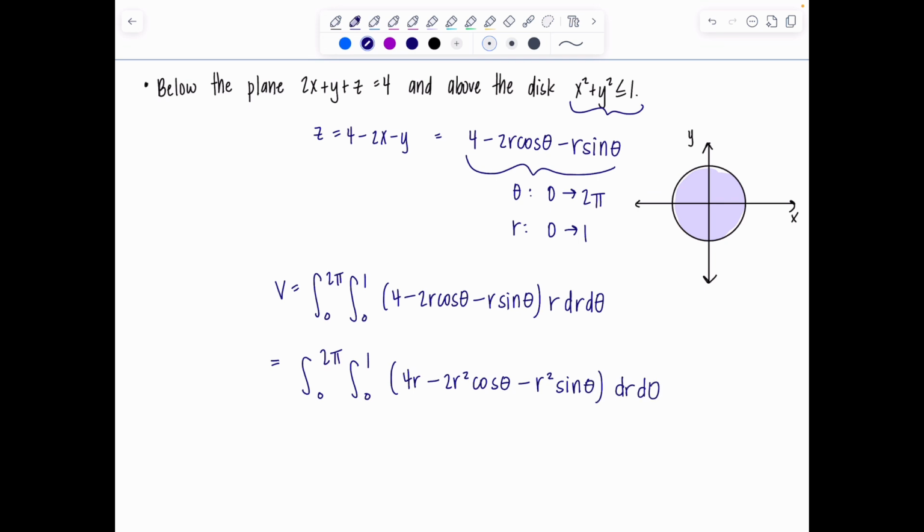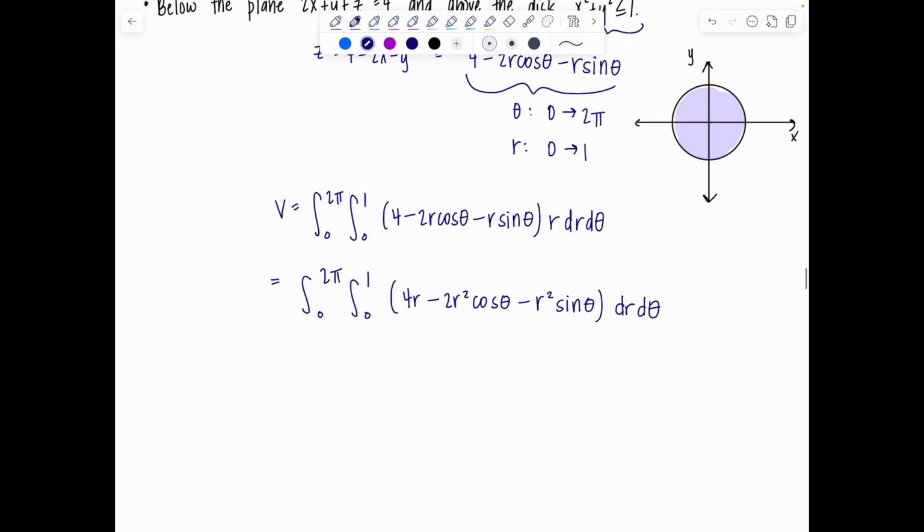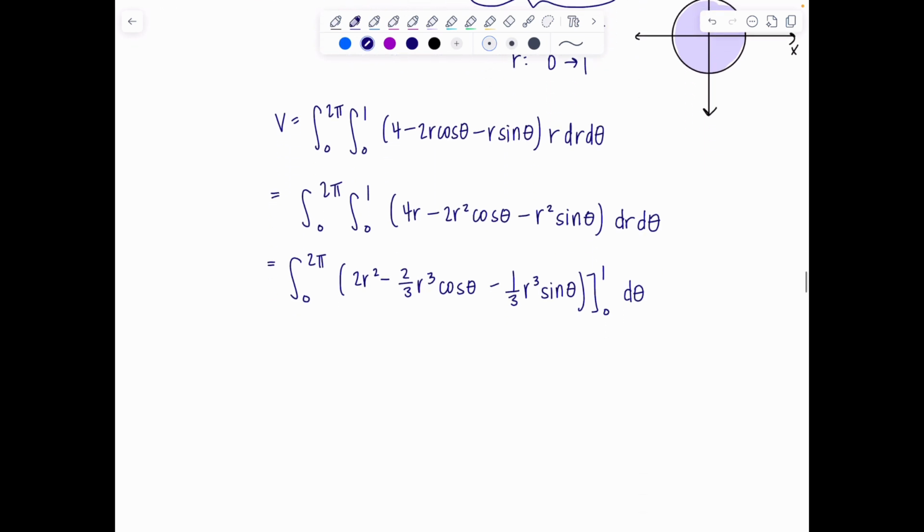So first, take the antiderivative with respect to r. So 0 to 2 pi, this is going to be 2r squared minus 2/3 r cubed. Yes, cosine theta is just a constant for now. Minus 1/3 r cubed sine theta. And then this gets evaluated from 0 to 1. And then d theta.